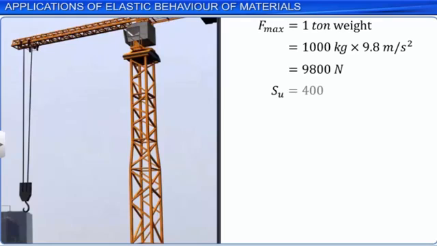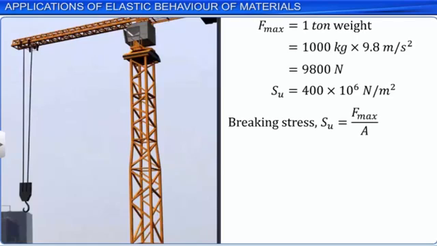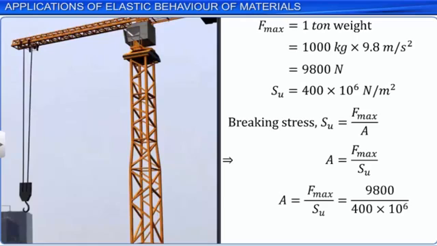The cross-sectional area of the rope can be calculated by equating the breaking stress S_U to the ratio of maximum load and the area of cross-section A. The cross-sectional area of the required rope is calculated for the maximum load of 1 ton, that is 1000 kilos. By substituting the maximum load as mass times acceleration due to gravity and the breaking stress, the required area is 2.45 × 10^-5 meters square.